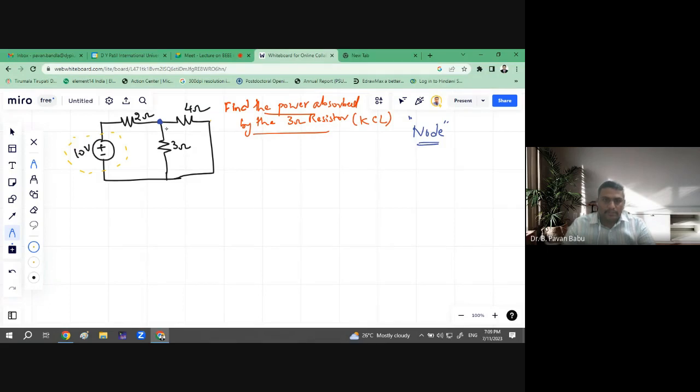And coming to this interconnection at the other end of the 3 ohm resistor, this is also considered a node, but basically it will be considered as the ground. This return part cannot be considered as a node. Okay, fine.